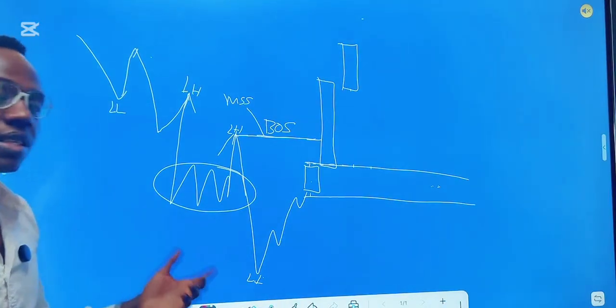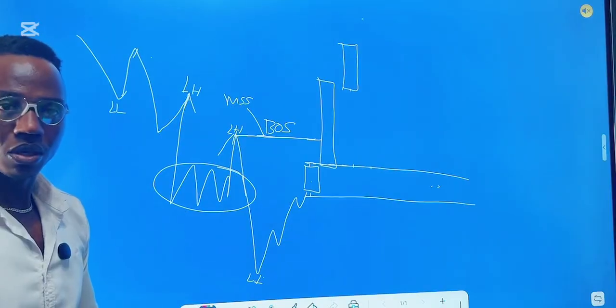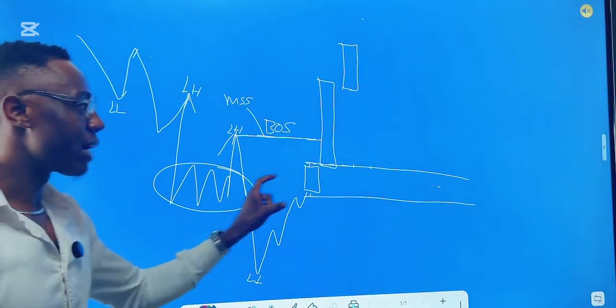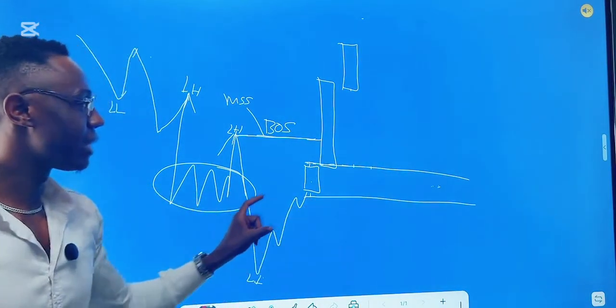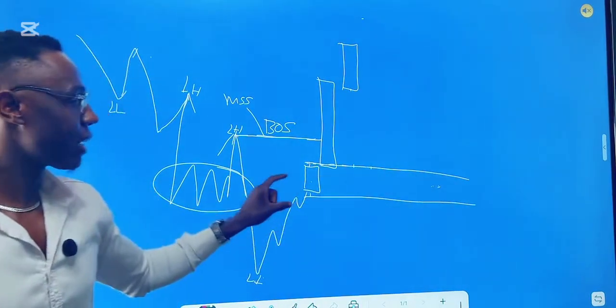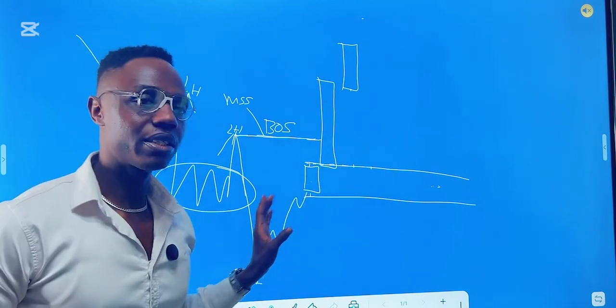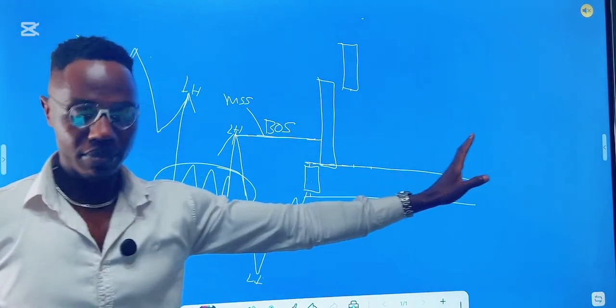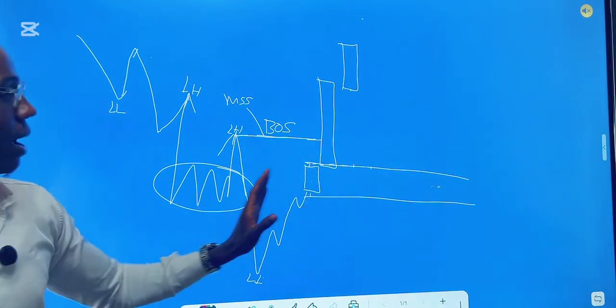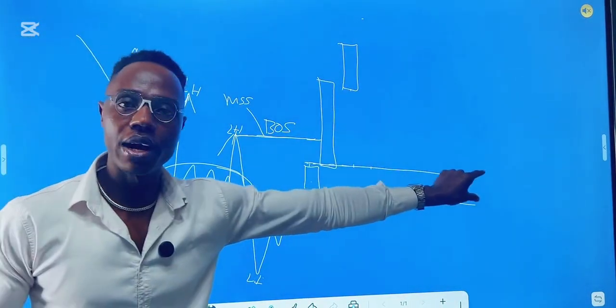So if you see it, you have to treat it as a support zone or resistance zone. You demarcate the high and the low of the order block, or the candle, and extend it to the extreme right. So this zone is your key area.